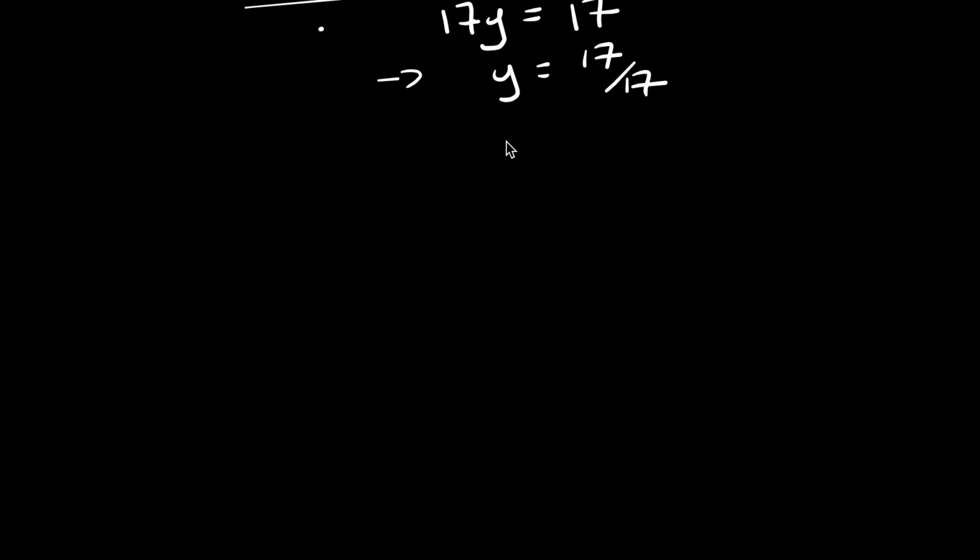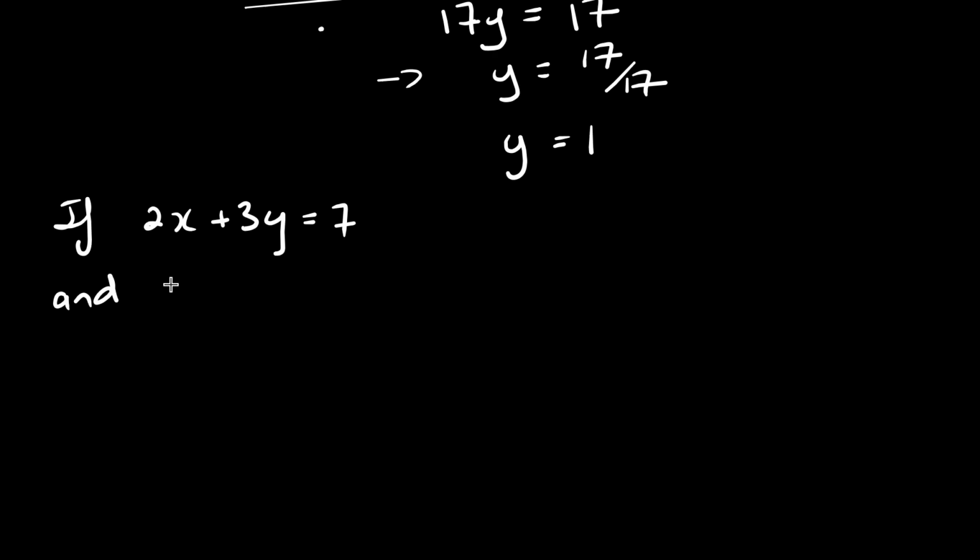Now we're at the point where we have y. We're going to say y is equal to 1. Now remember the equations that we had before. They're not visible on the screen, so let me write them back down. The equations we had before: 2x plus 3y was 7, and the other one, 3x minus 4y is 2.